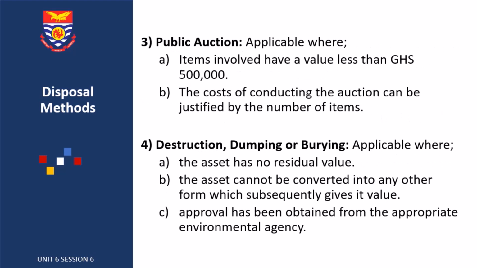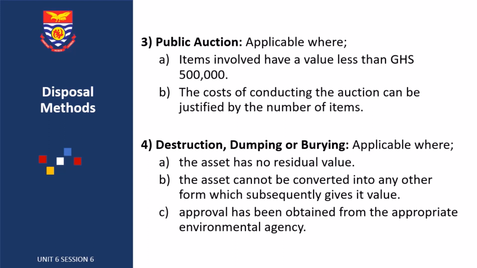The other method of disposal is through public auction. The procurement entity may engage in public auction when the items involved have a value of less than 500,000 Ghana cedis. Then there is no need to have a tender for it. Then we can dispose of that particular asset using an auction, where the cost of conducting the auction can be justified by the number of items. Remember, through a tender, it's not just the asset that we are disposing of, but there are several components as well which we are also disposing of, so there is the need for a tender. Here too, we need to justify the number of items that we are disposing of through the auction.